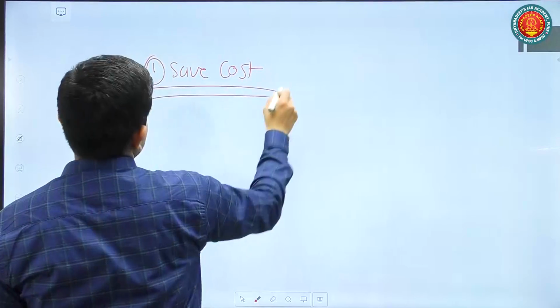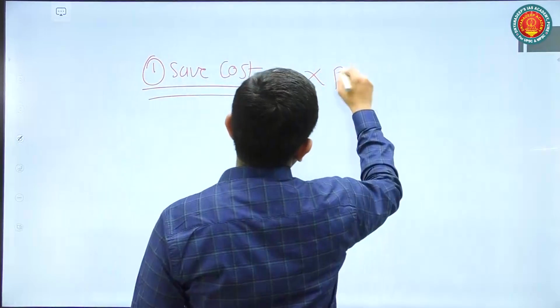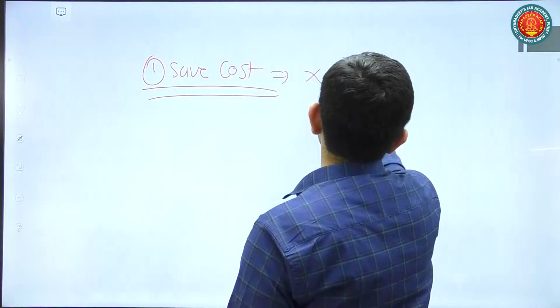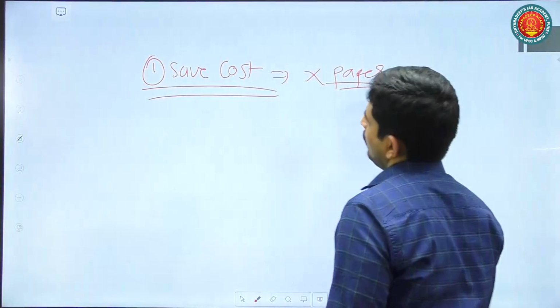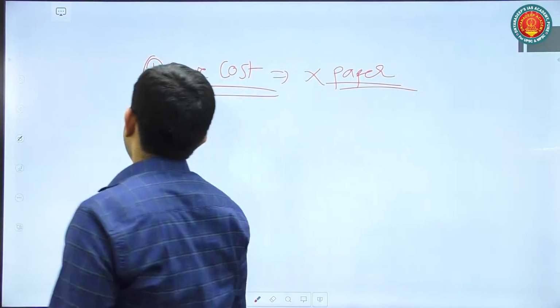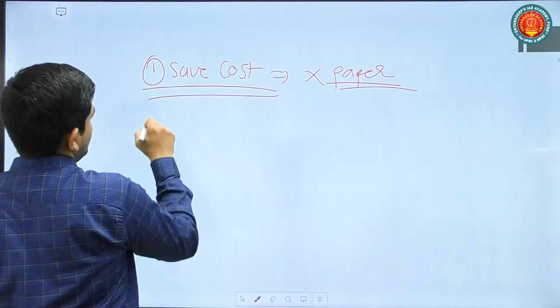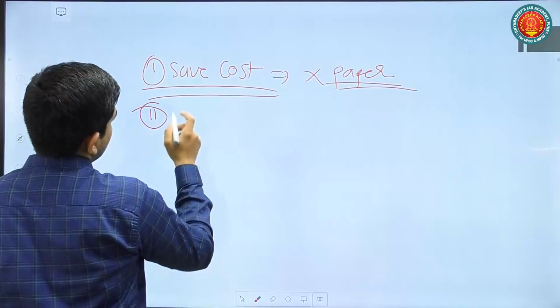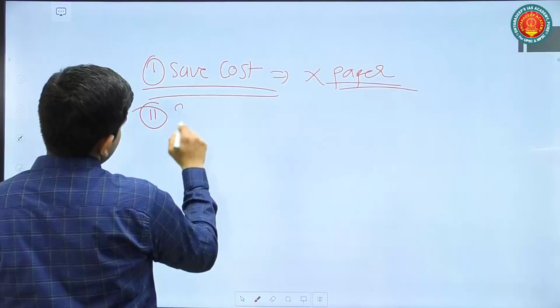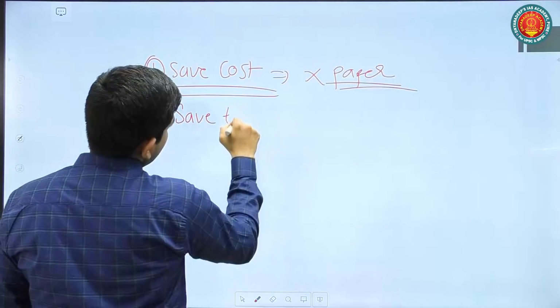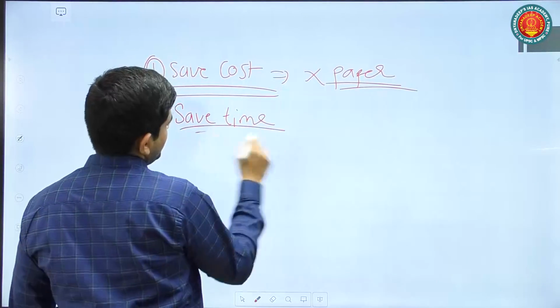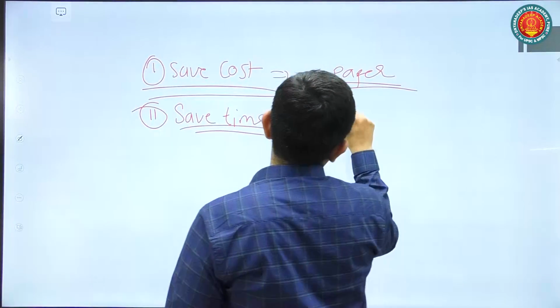For example, your paperwork will not be needed anymore if you have e-governance. Then you can save not only cost but also time. It means a real-time feedback mechanism, real-time feedback.